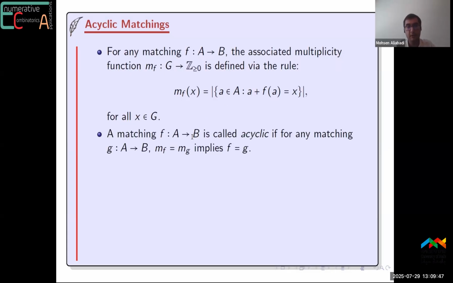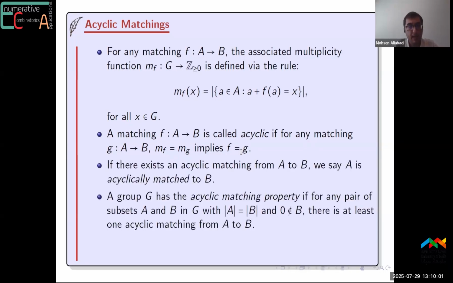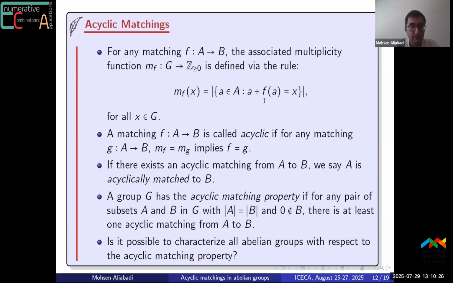A matching f from A to B is called acyclic if for every matching g from A to B, the same multiplicity function results in the same matchings. And if there exists an acyclic matching from A to B, we say A is acyclically matched to B. And similar to the matching property, the acyclic matching property is defined. A group G is said to possess the acyclic matching property if for every two subsets A and B with these two conditions, we guarantee the existence of at least one acyclic matching from A to B.